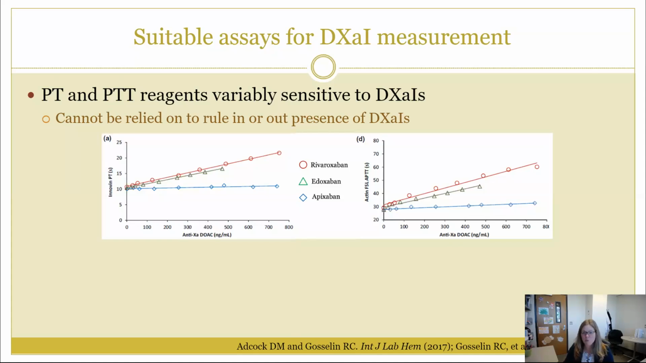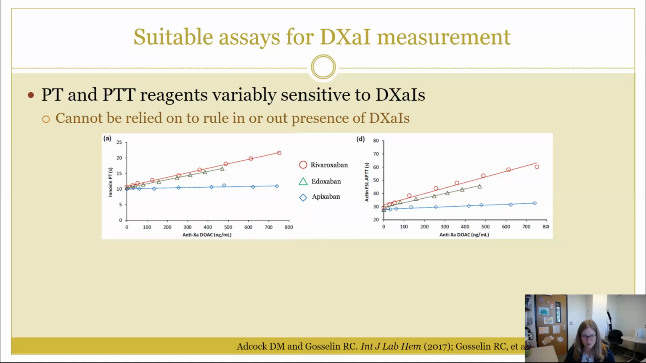But here, this is a wonderful paper published a couple of years ago that evaluated the sensitivity of a bunch of different PT and PTT reagents to the 3 direct Xa inhibitors: rivaroxaban, edoxaban, and apixaban. And you can see here, I'm just showing a couple of examples that rivaroxaban and edoxaban, the red and the green, show an increase in the clotting time, kind of proportional with increasing amounts of drug that are spiked in. So that would be illustrating that these reagents are somewhat sensitive to these medications.